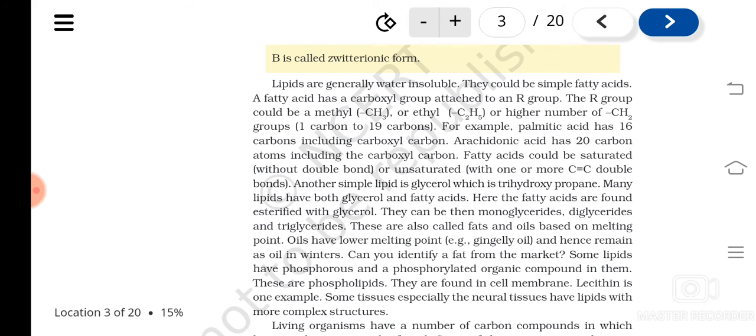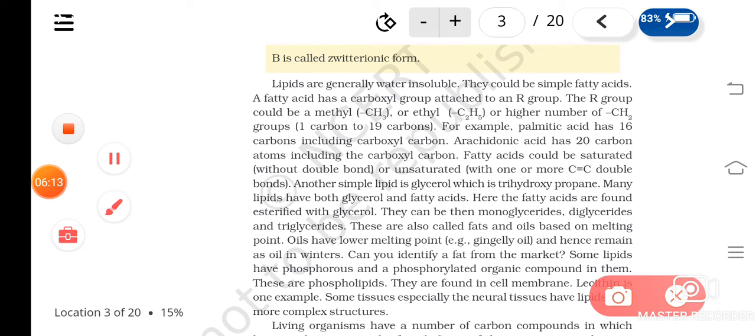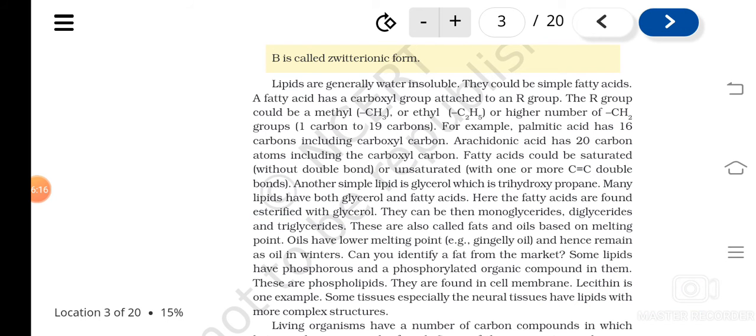That kind of fatty acids, if double bonds are there, are known as unsaturated. Saturated means without any double bond. A simple lipid is actually glycerol, which is trihydroxypropane. Many lipids have both glycerol and fatty acids. You can see fatty acids are found esterified with glycerol. Glycerol has 3 OH groups, and these OH groups will be esterified.